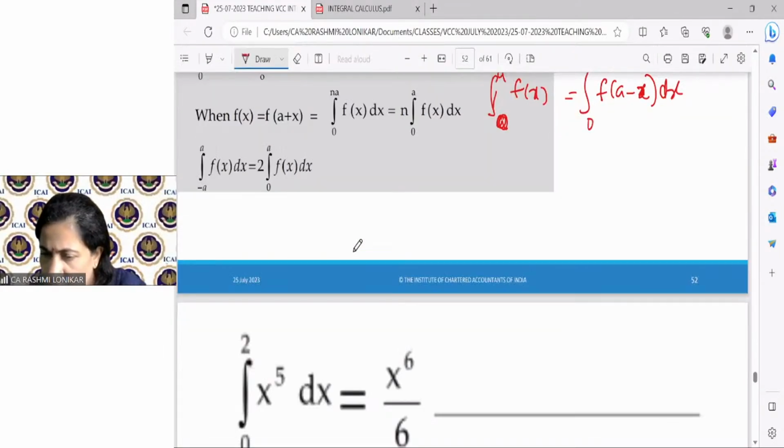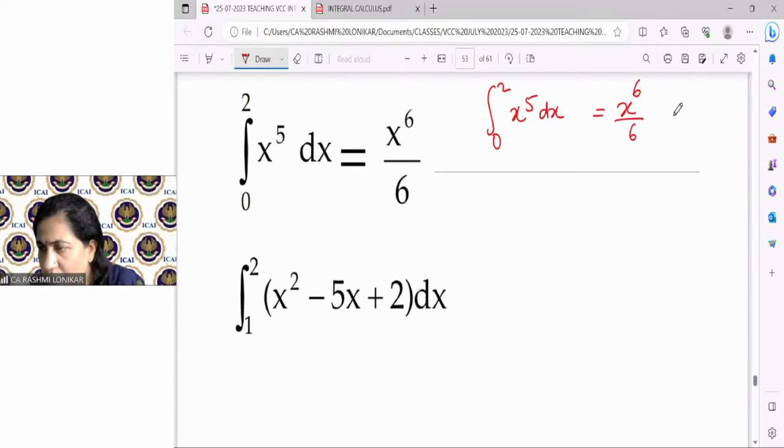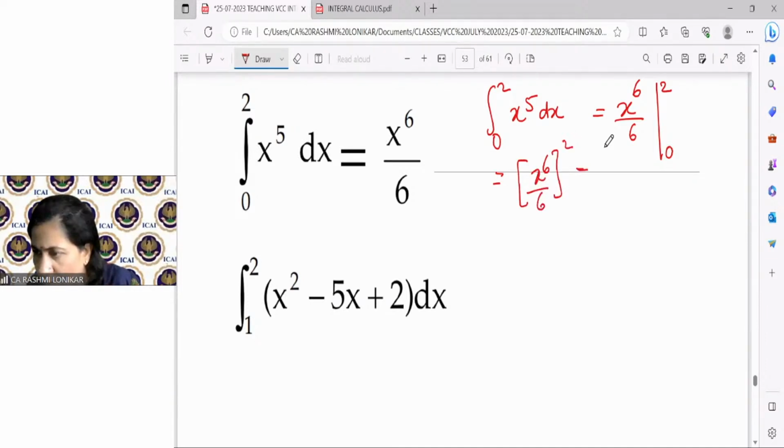Let me quickly take this. Integral 0 to 2 of x^5 dx. I know this is x^6 upon 6. Now I don't write plus C, but here I write the limits 0 to 2. I'll draw the straight line and 0 to 2. It means I'm going to first substitute the value on the top. This is x^6 upon 6 at 2 minus x^6 upon 6 at 0. It is x to the power 6, not square. Square will give a different meaning.